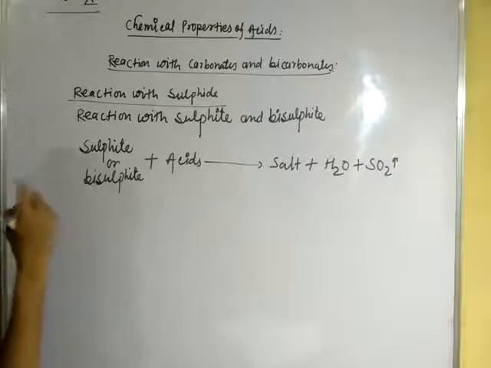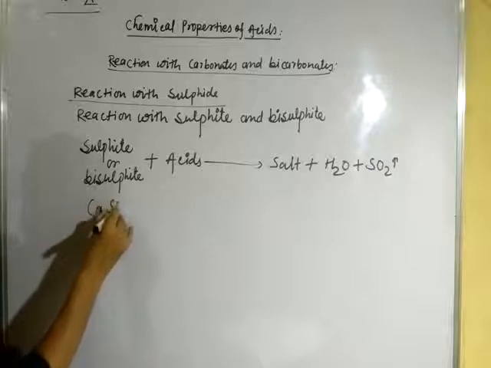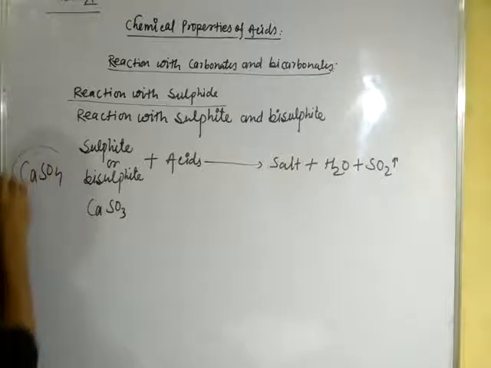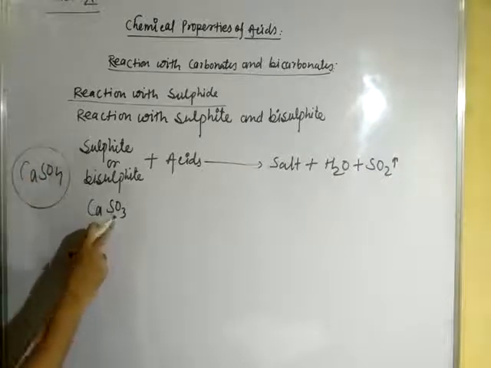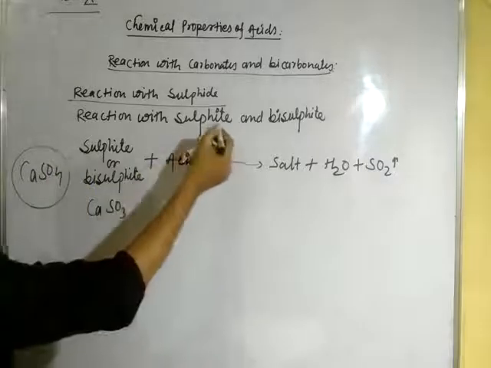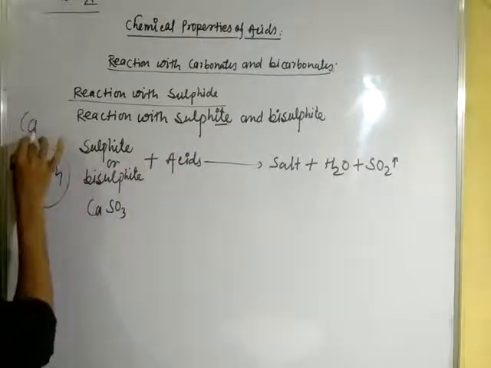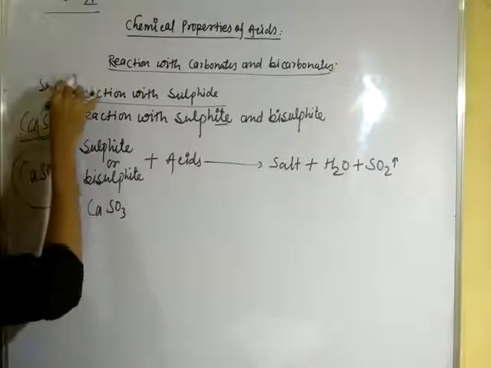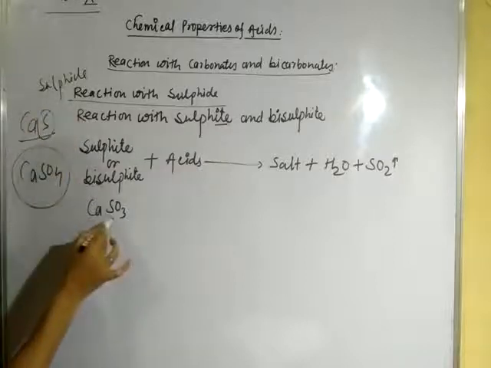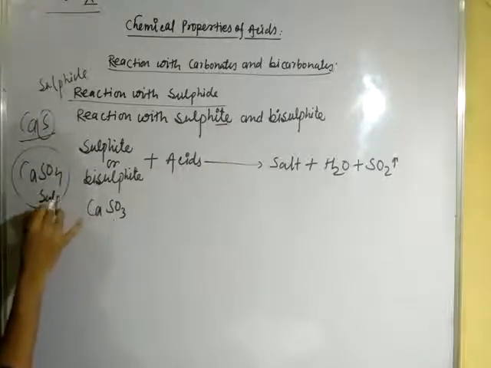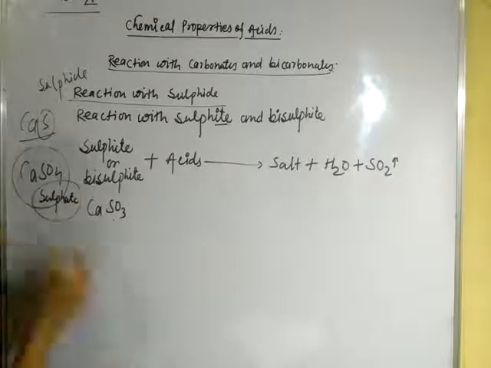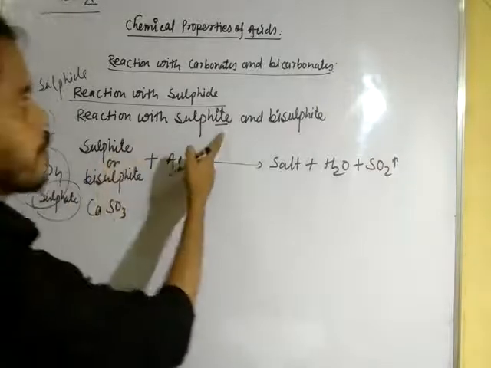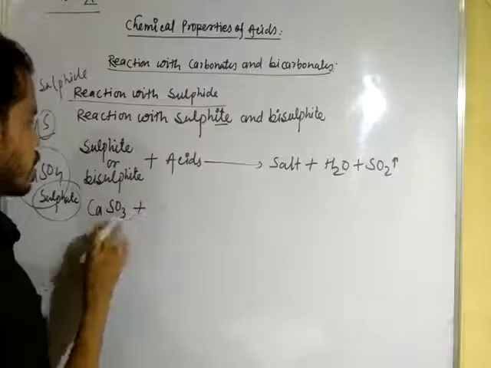Here we are writing a sulfite like calcium sulfite, CaSO3. This is sulfite. And CaSO4, this is sulfate, calcium sulfate. And CaS is calcium sulfide. That is the difference between sulfide, sulfite, and sulfate. Clear?